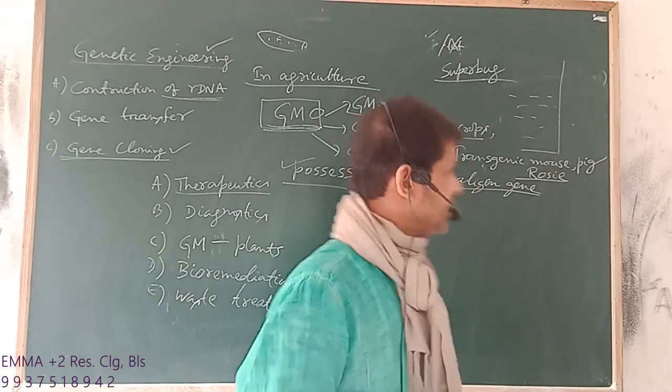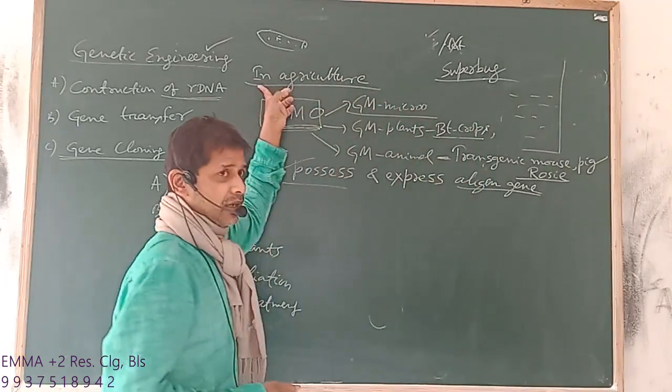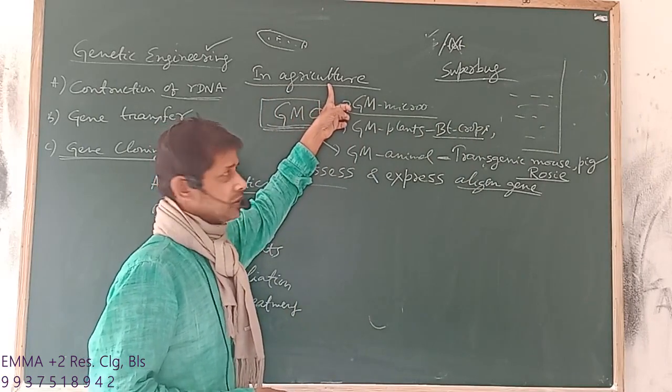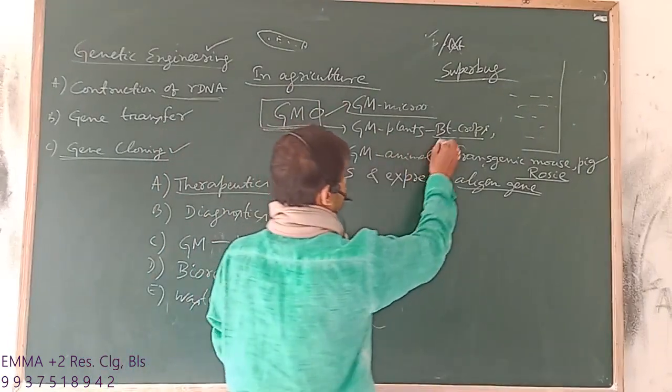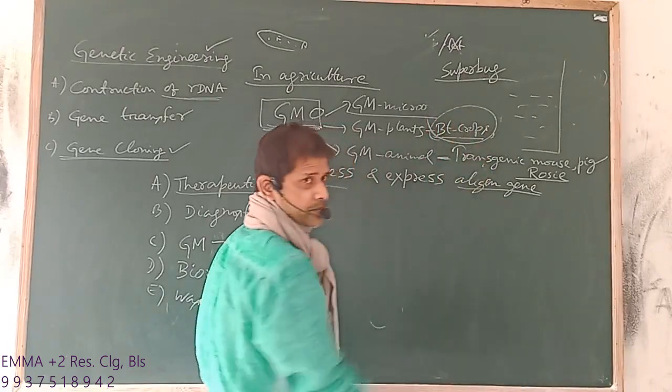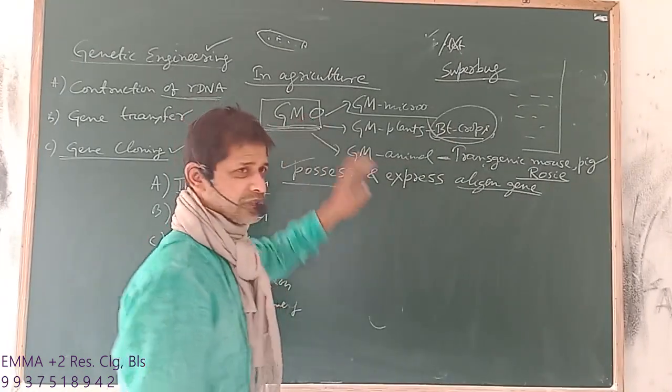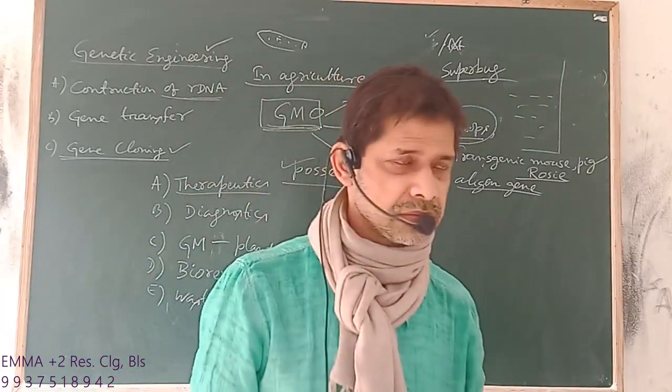Microorganisms. That is how biotechnology can be applied in agriculture. Under that we learn BT crops. Before that, what is the importance of GM plants?